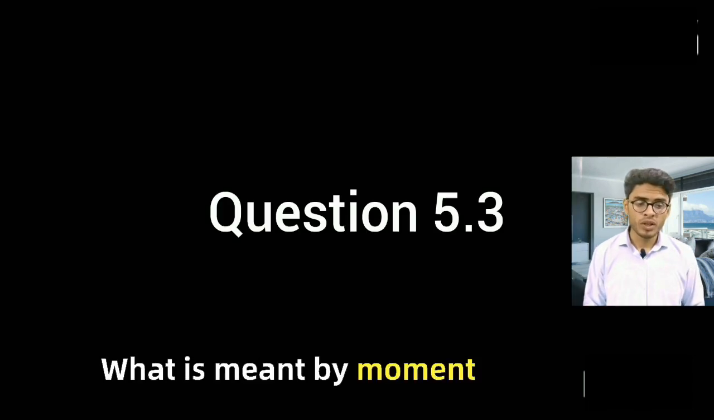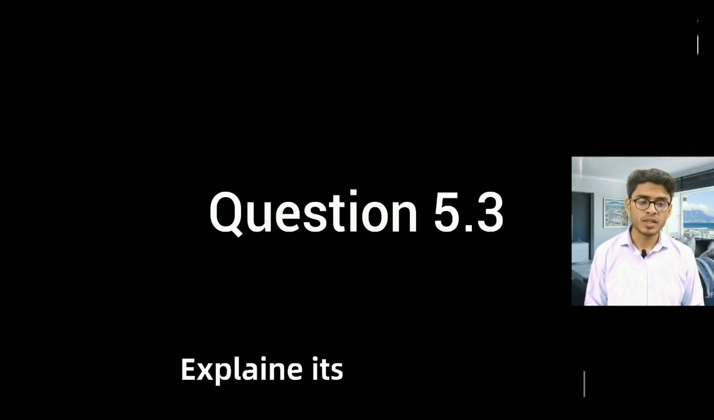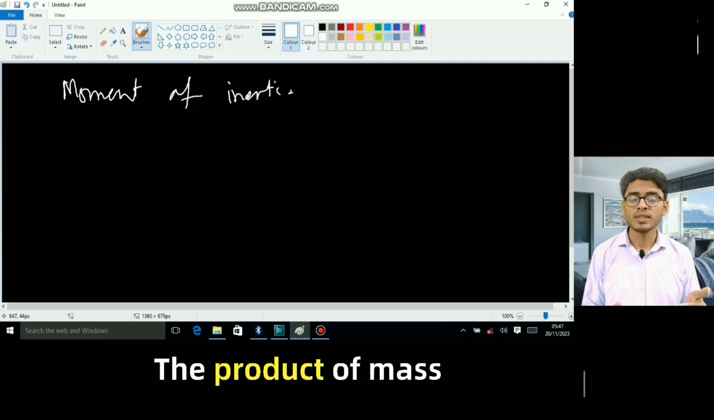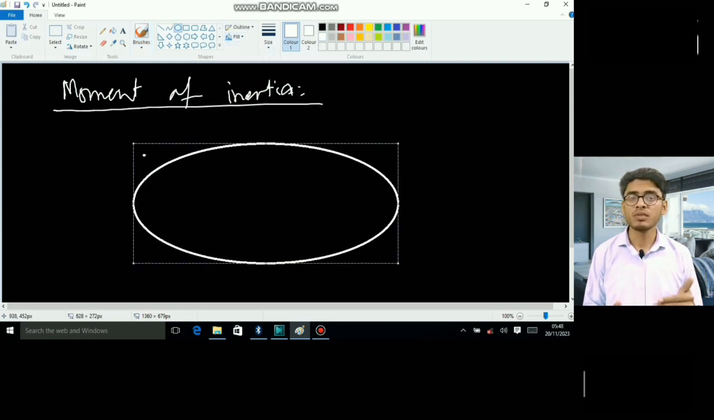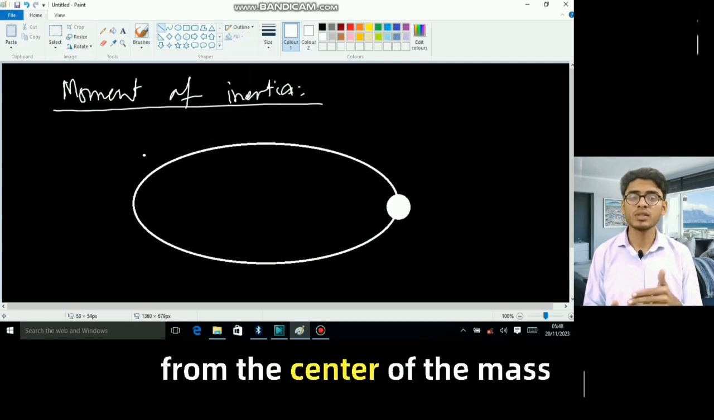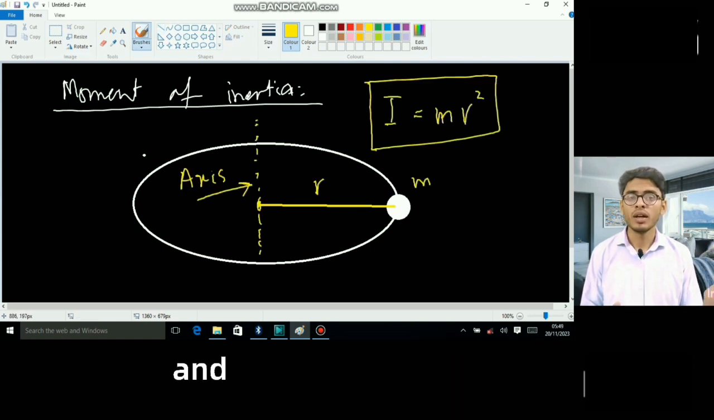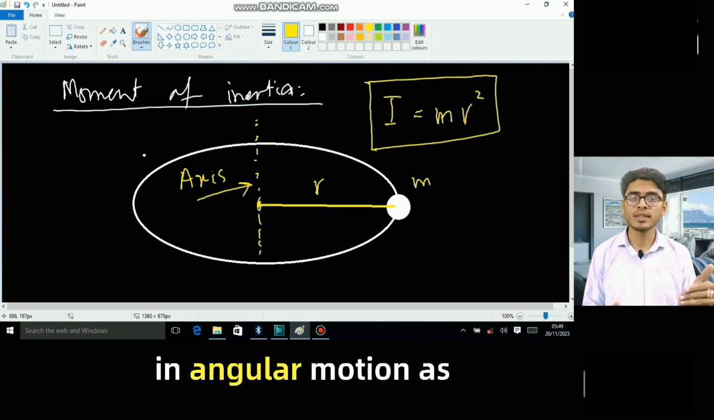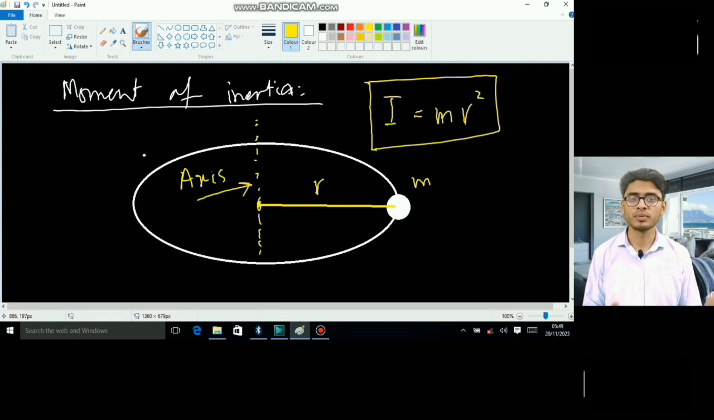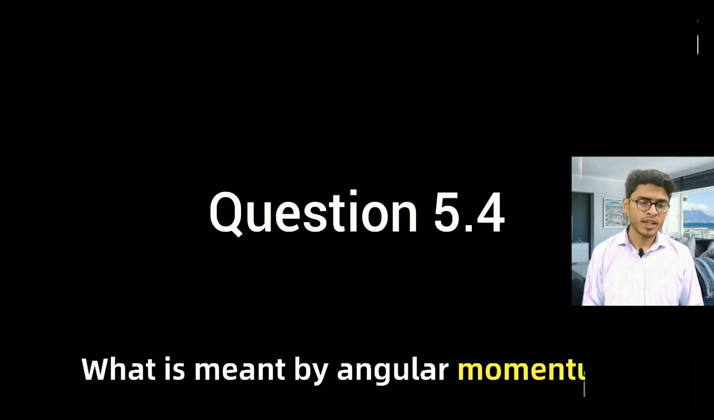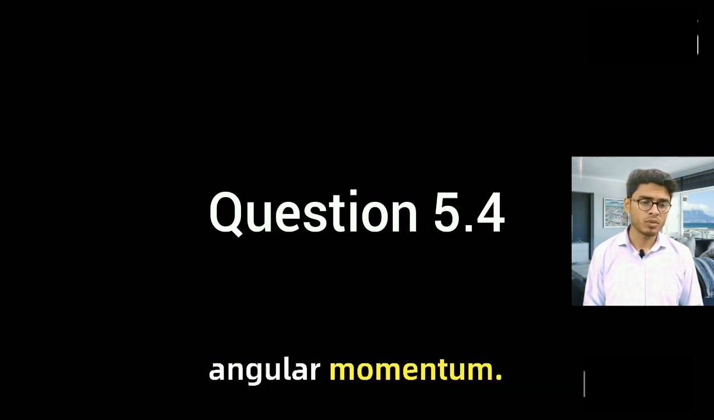What is meant by moment of inertia? Explain its significance. The product of mass and the square of its distance from the center of the mass to the axis of rotation is known as moment of inertia, and it plays the same role in angular motion as mass in linear motion.